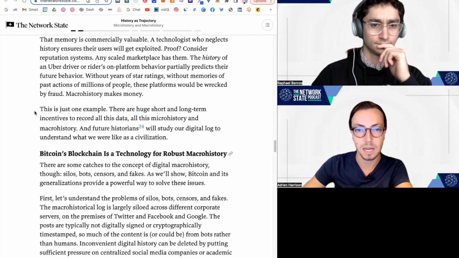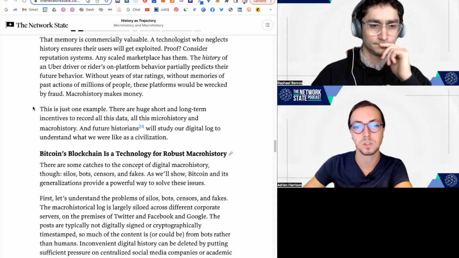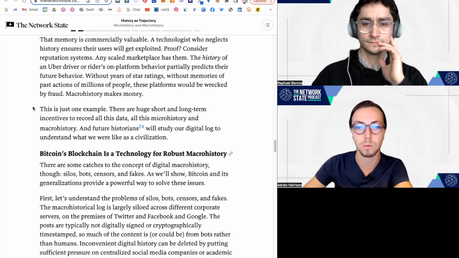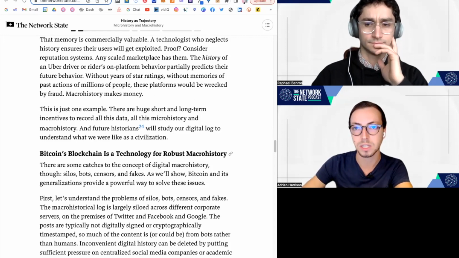This is just one example. There are huge short and long-term incentives to record all this data, all this microhistory and macrohistory, and future historians will study our digital log to understand what we were like as a civilization. So this is really where we get to the crux of what macrohistory is and why it's so important, before moving into the Bitcoin stuff, which we'll cover in the next episode.